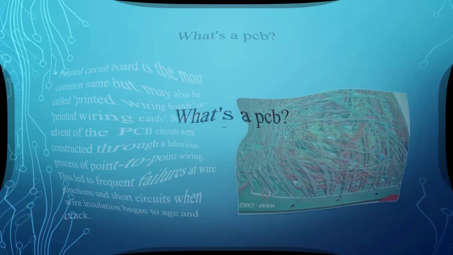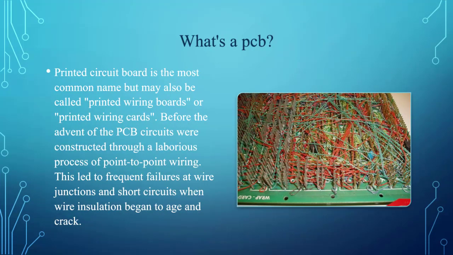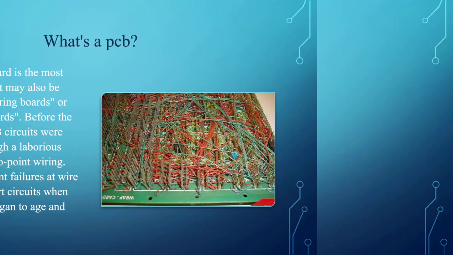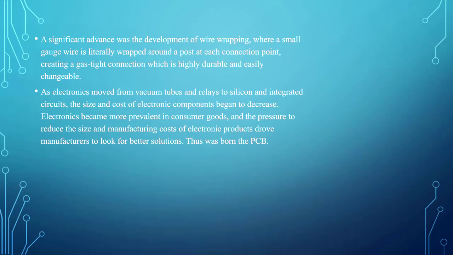What's a PCB? Printed circuit board is the most common name, but it may also be called printed wiring boards or printed wiring cards. Before the advent of the PCB, circuits were constructed through a laborious process of point-to-point wiring. This led to frequent failures at wire junctions and short circuits when wire insulation began to age and crack. A significant advance was the development of wire wrapping, where a small gauge wire is literally wrapped around a post at each connection point, creating a gas-tight connection which is highly durable and easily changeable.